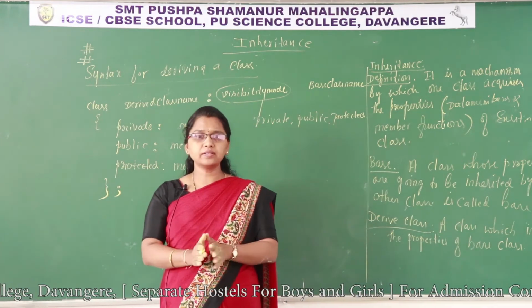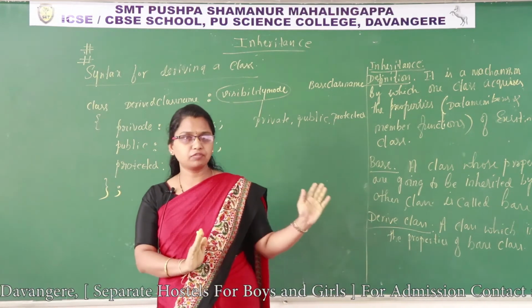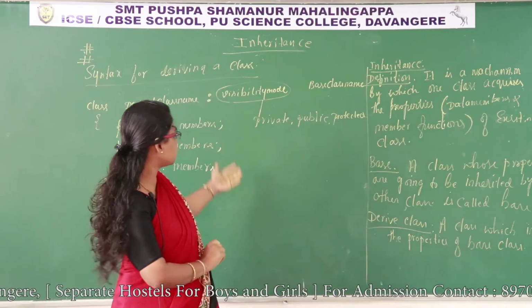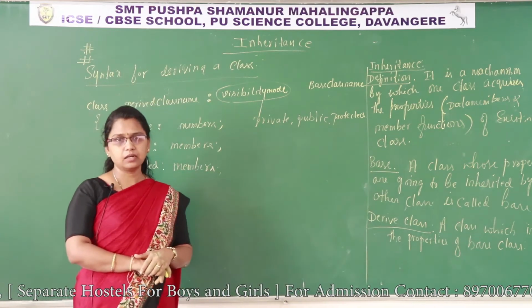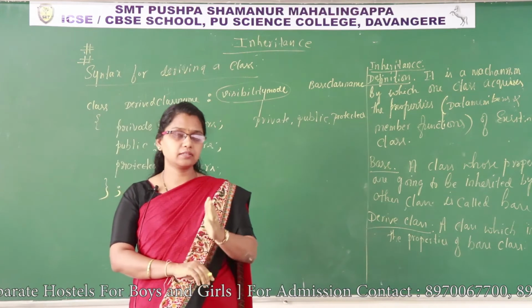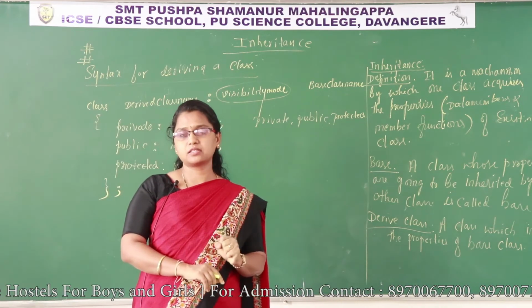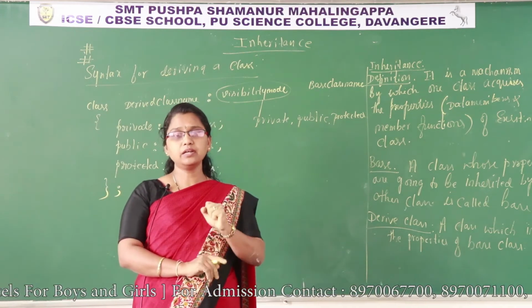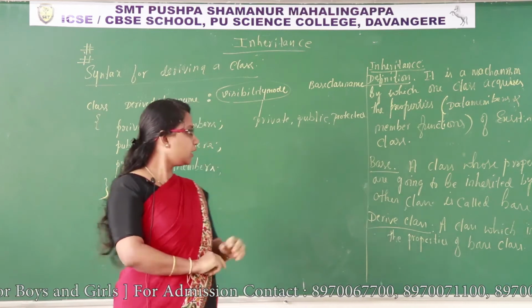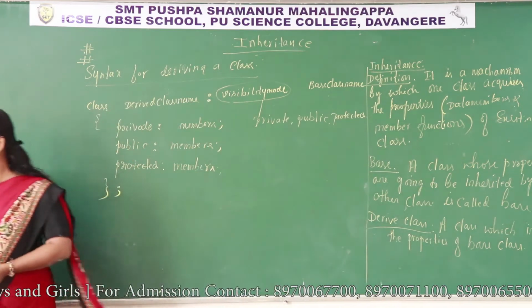If you are thorough with this concept, it will be easy for you to understand this chapter. I hope you all understand what the private access specifier, public access specifier and protected access specifier are. I'll write a simple example here.